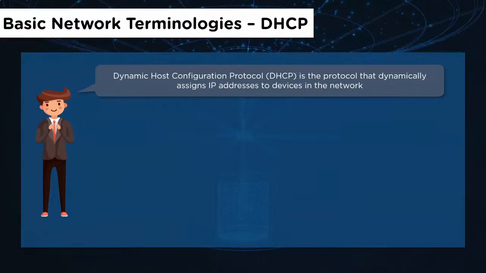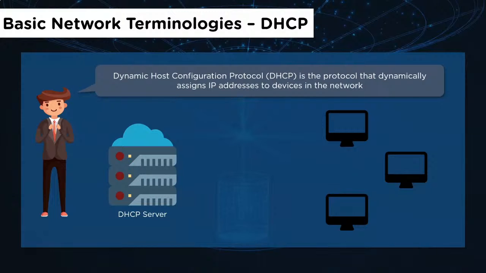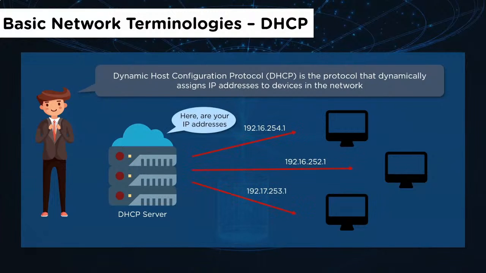Next up, we have DHCP, or the Dynamic Host Configuration Protocol. It is a protocol that dynamically assigns IP addresses to the devices in the network. So we have discussed that IP addresses are required by computers to communicate with each other, but who gives these IP addresses to these computers? For that to happen, we have a DHCP server. If you take your home network, it is a router that has the DHCP role installed on it.